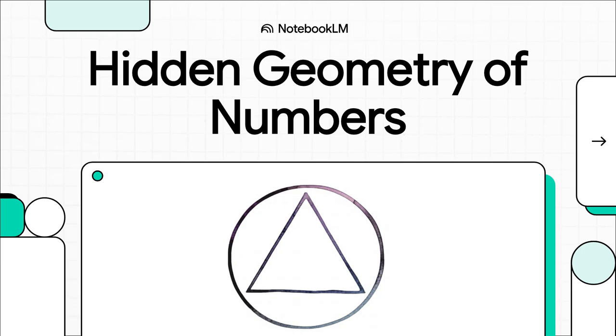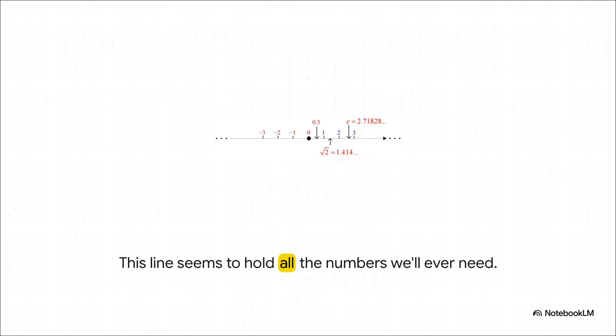You probably feel like you've got a pretty good handle on numbers. You've got your positives, your negatives, fractions, the whole deal. But what if I told you there's an entire hidden dimension of numbers out there? A dimension that magically transforms messy algebra into, well, beautiful, perfect geometry. Let's get into it.